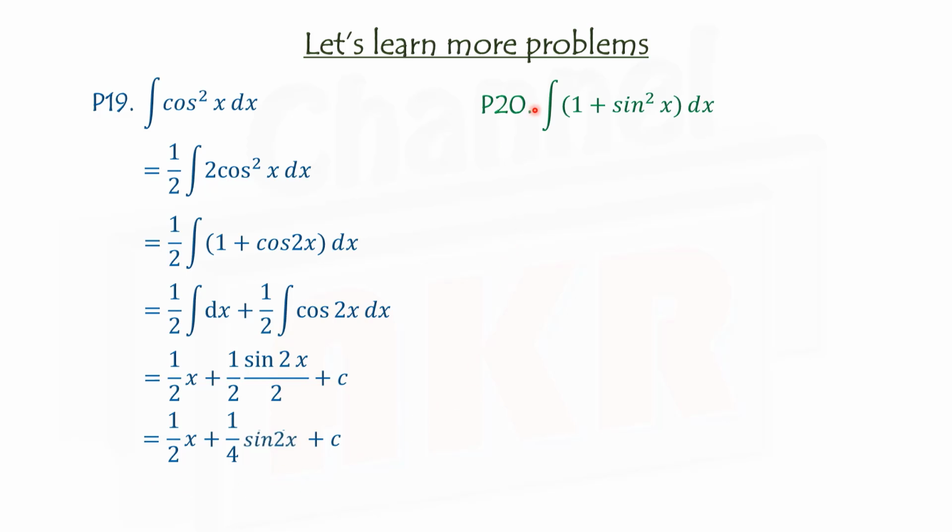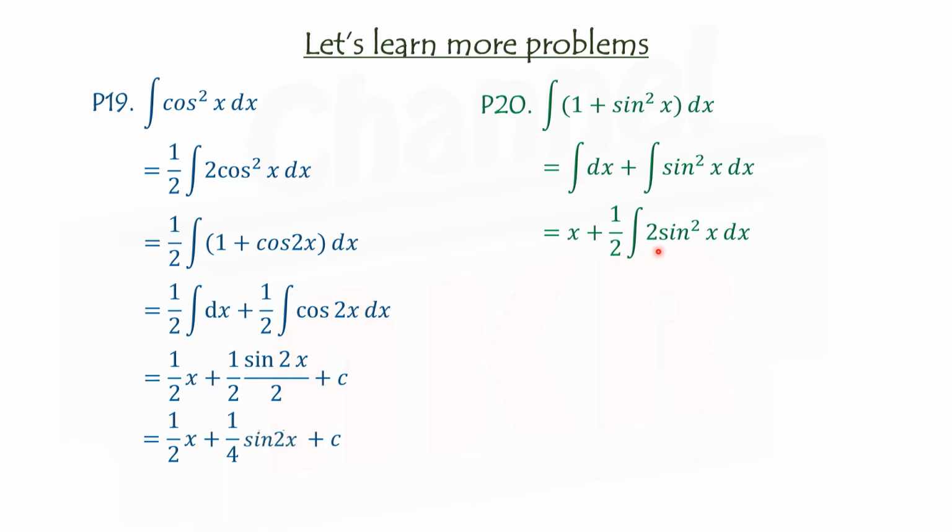Okay, problem number 20, partially similar to this. First of all, we distribute this, okay, then cos square x dx, sin square x dx. Then we need a half and 2. We write it. Integration of dx is x.